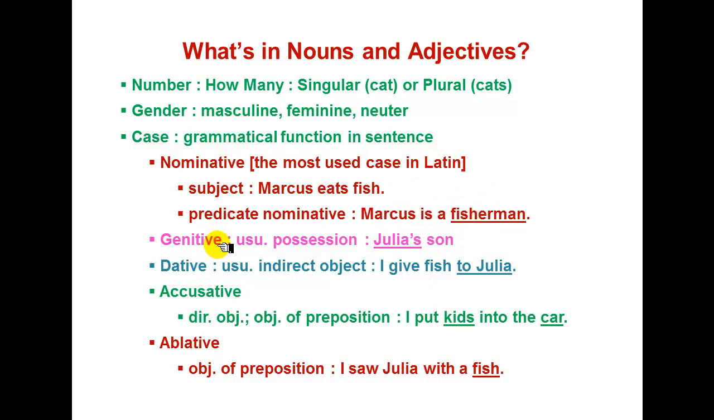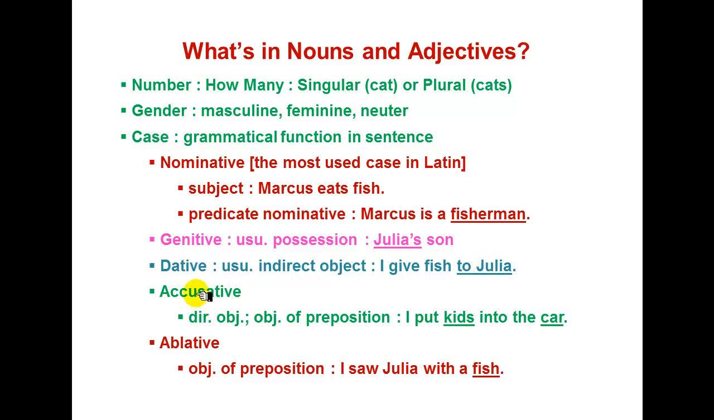Latin has other cases, but in Big Book 1 you won't really deal with these. The genitive case usually shows possession, Julia's son. In this instance, Julia's would be in the genitive case in Latin. Latin also has a dative case, which usually represents the indirect object. I give fish to Julia. So in this instance, to Julia would be put in the dative case.